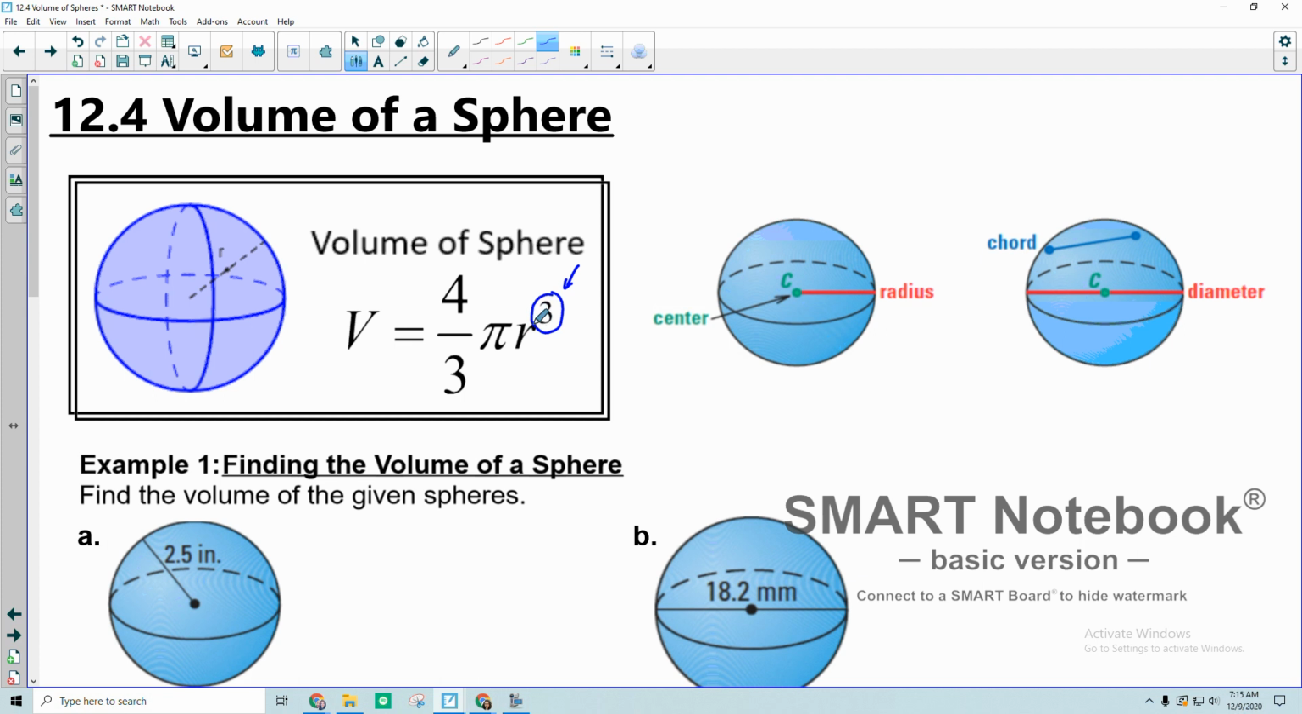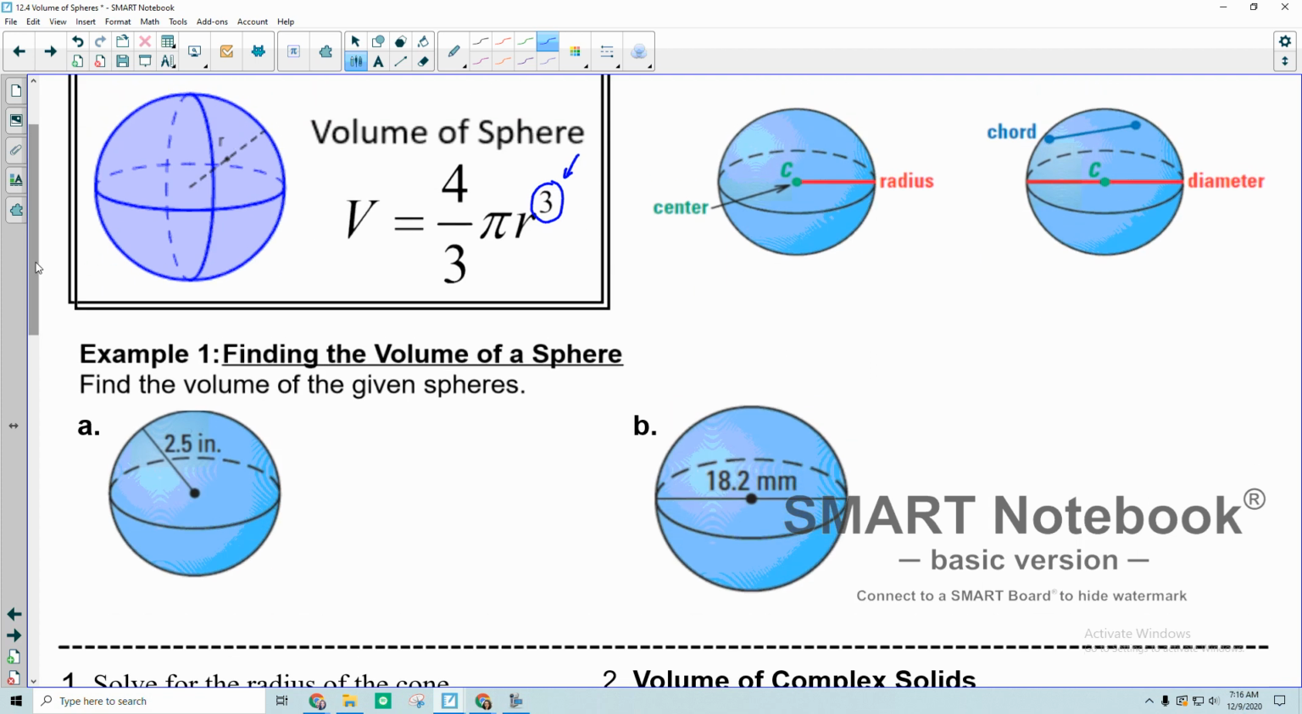A lot of times, I see people forget to make this cubed and they make this squared instead, because they're used to the formula pi times radius squared. So be careful here for spheres that you always make this cubed. Okay, this is to the power of 3.